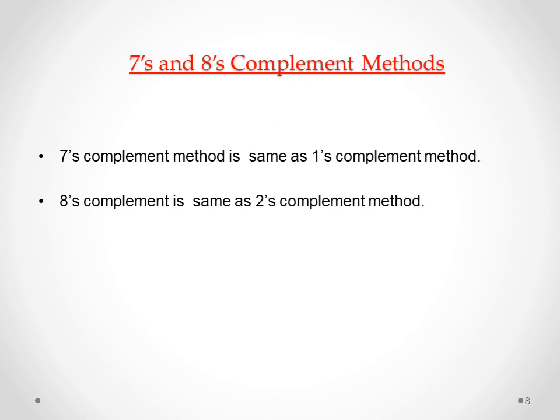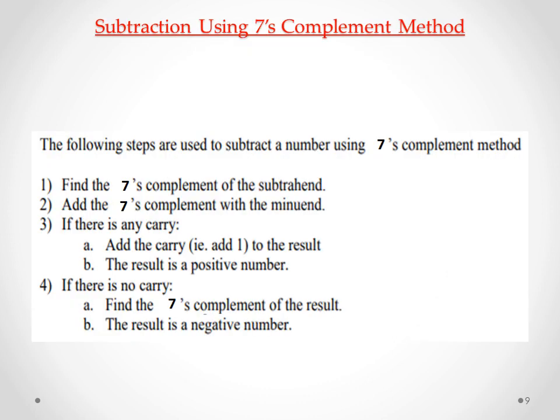Sevens and eights complement method. The sevens complement method procedure is the same as the ones complement method, and the eights complement method procedure is the same as the twos complement method. The following steps are used to subtract a number using sevens complement method. First, find the sevens complement of the subtrahend. Next, add the sevens complement with the minuend. If there is any carry present, then add the carry to the result, and the result is a positive number. If there is no carry, find the sevens complement of the result, and the result is a negative number.